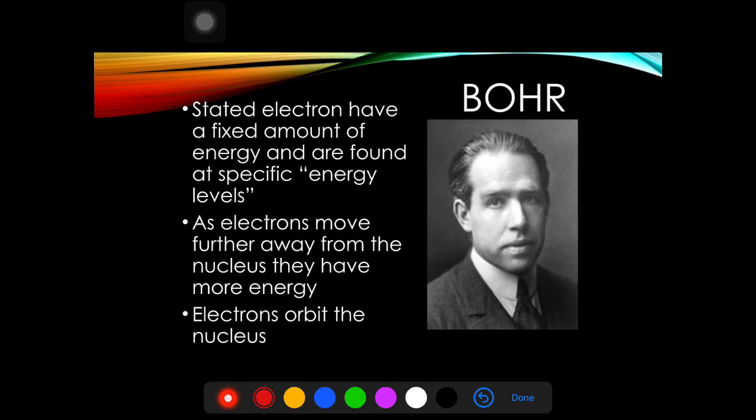Now, the next person we're going to talk about is Niels Bohr. And he stated that electrons have a fixed amount of energy and they're found at specific energy levels. And why did he need to discover this is actually pretty easy to understand. Here is Rutherford's model of the atom. And in Rutherford's model of the atom, he says that there are electrons around the outside.